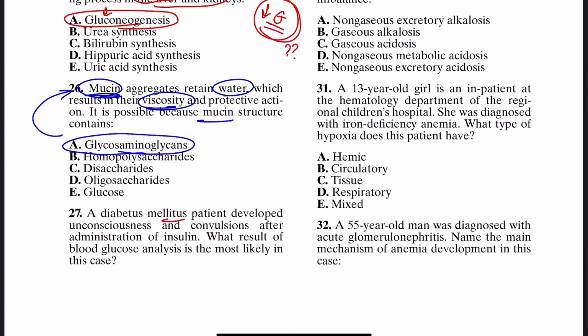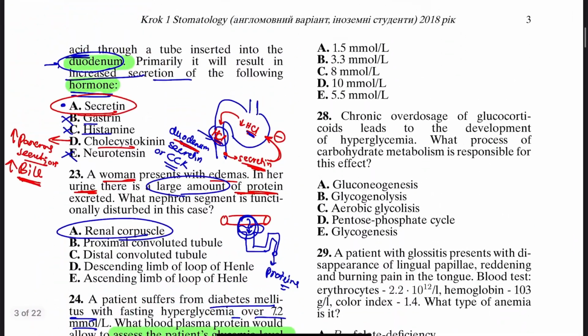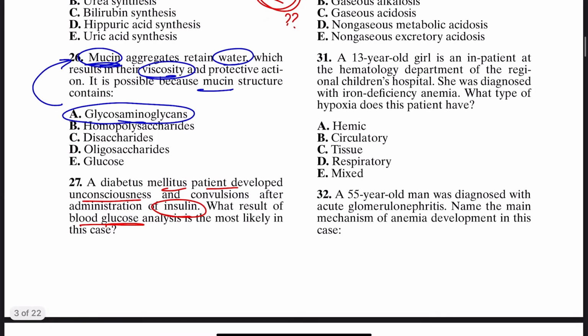Here we see a diabetes mellitus patient who developed unconsciousness and convulsions after administration of insulin. What will be the blood glucose result in this case? Insulin decreases blood glucose, right? So after this person took insulin, the blood glucose decreased a lot and he became unconscious.